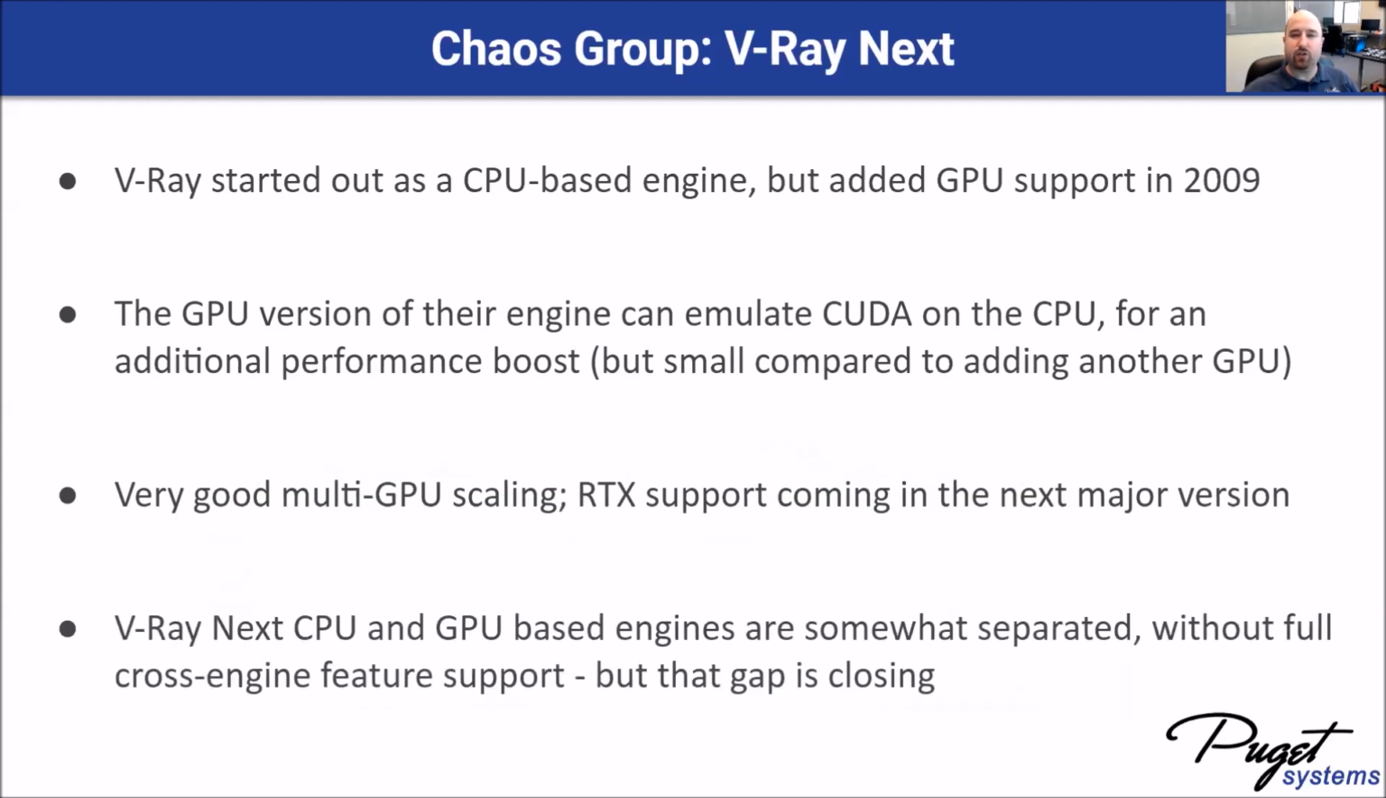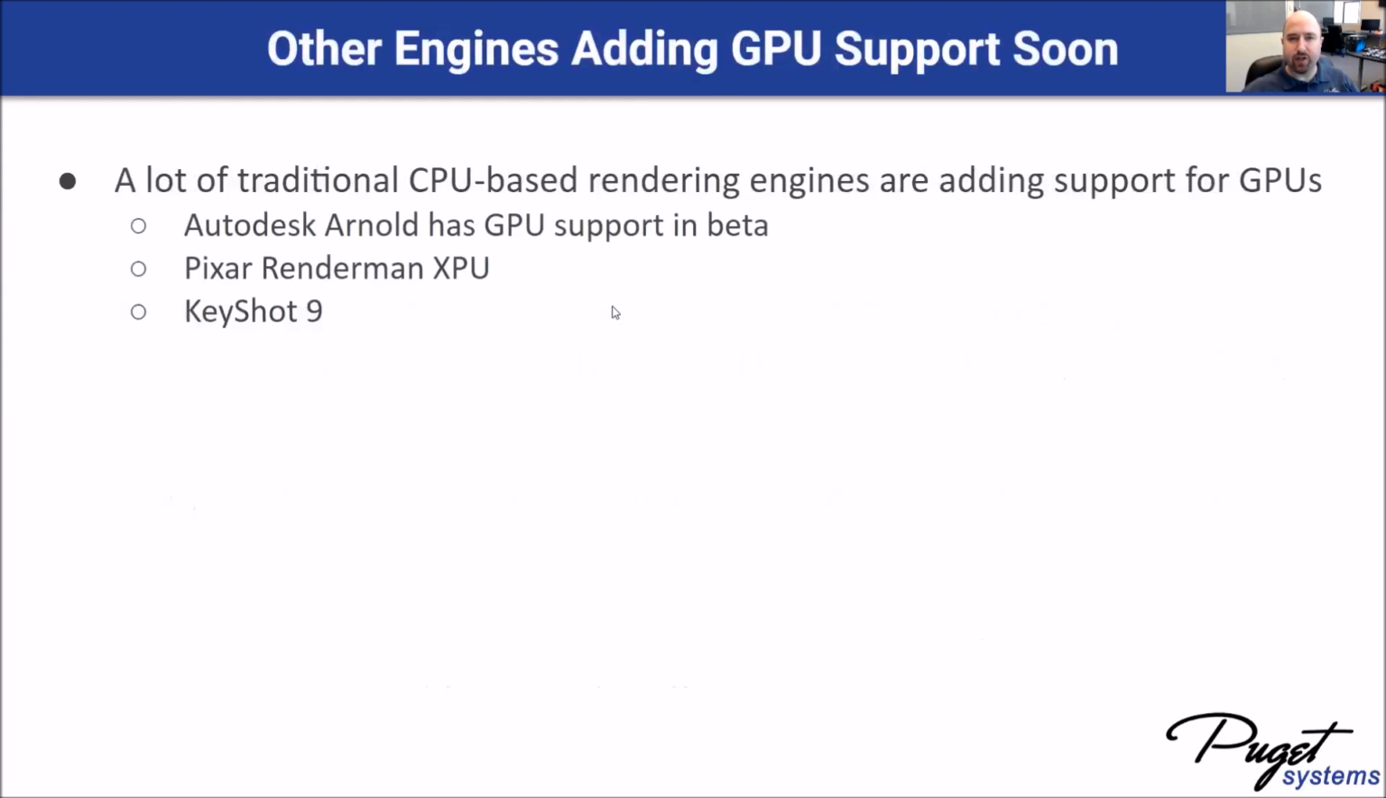V-Ray Next is also one of the ones where it's actually two engines. They have a CPU engine still and a GPU engine, and they are somewhat separated. There isn't complete cross-engine feature support. So if you're moving from V-Ray CPU to GPU, you will need to make some adjustments, but that's something they're working on, closing that gap and making it more of an exact transfer.